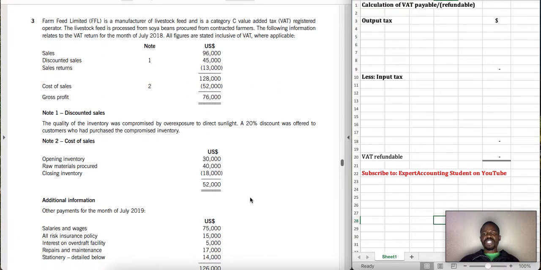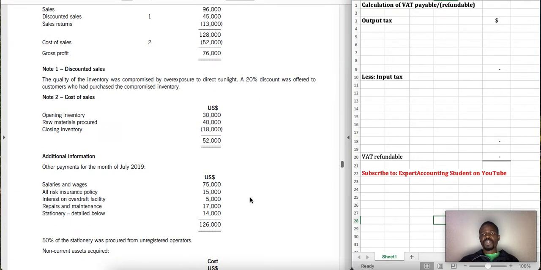Farm Feed Limited is a manufacturer of livestock feed and is a Category C value added tax registered operator. The livestock feed is processed from soybeans procured from contracted farmers. The following information relates to the VAT return for the month of July 2018. All figures are stated inclusive of VAT where applicable. We are given sales, discounted sales, sales return, cost of sales, gross profit. Note 1, discounted sales. The quality of the inventory was compromised by overexposure to direct sunlight. A 20% discount was offered to customers who had purchased the compromised inventory.